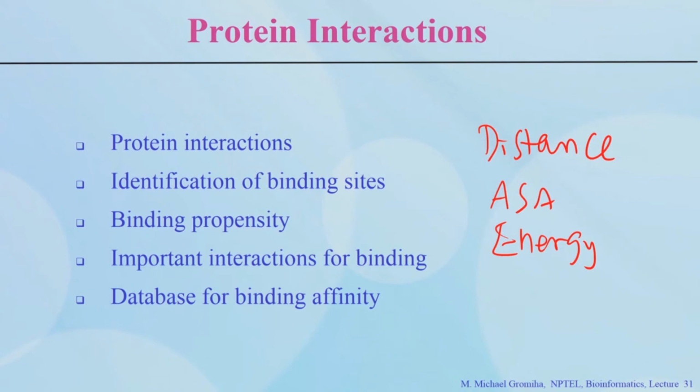Then using this information we identify the binding sites, and from those binding sites we calculate the binding propensity. What is binding propensity? This is the tendency of each residue to be at the interface. If you see that 8 out of 10 alanines are in the interface, we can say that they prefer to be at the interface. Then we identify the residues and residue pairs. From that we can see what the probable interactions are.